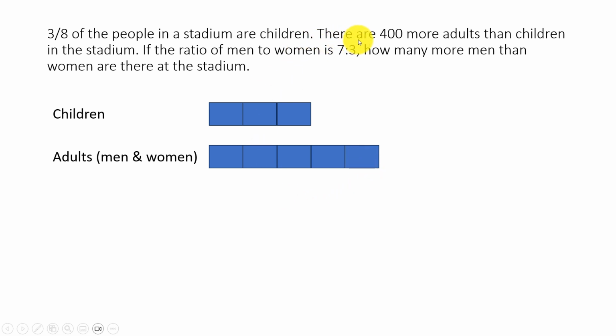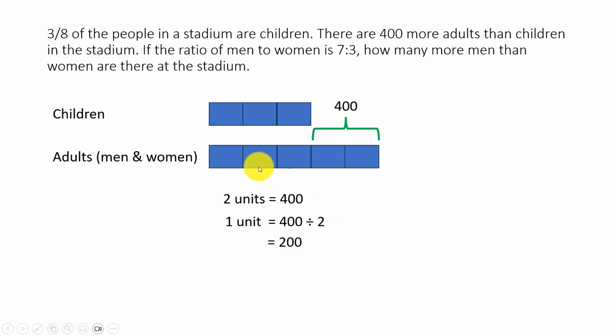The second statement here is there are 400 more adults than children in the stadium. So this is the more part. Up to this, they are the same. The number of men and women are more by 2 units here. And according to this question, this amount has to be equal to 400. So 2 units represents 400 adults in this case. 1 unit is equal to 400 divided by 2, which is 200.